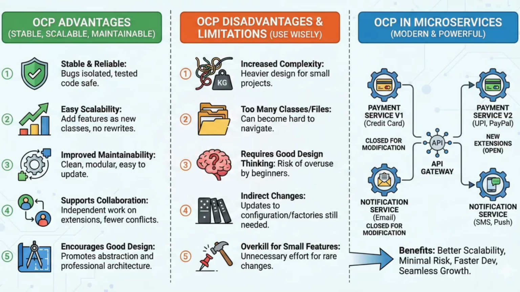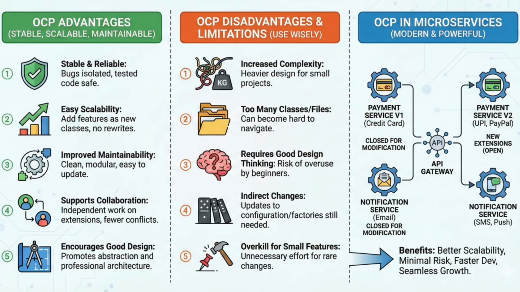Now let's talk honestly. Even though the open-closed principle is powerful, it also has some disadvantages and limitations that every developer should know. First, it can increase code complexity. To follow OCP, we often use abstractions, interfaces, and multiple classes. This can make the design heavier and more complex than necessary, especially for small projects or simple requirements. Second, it may lead to too many classes and files. Every new feature is added as a new class instead of modifying an existing one.